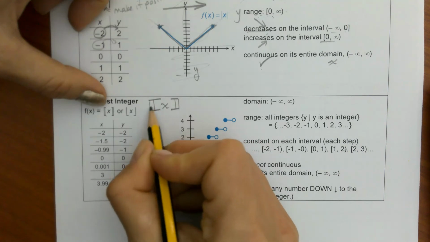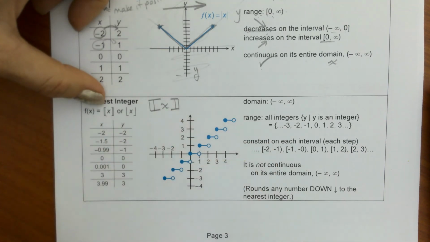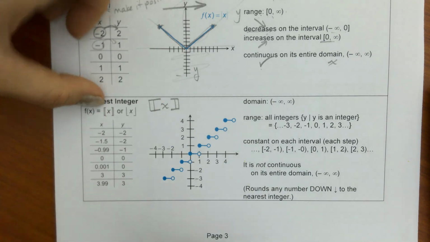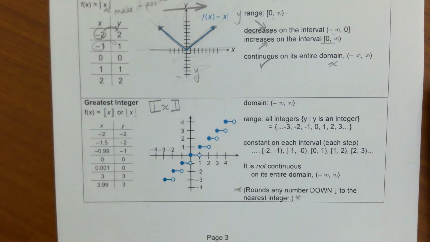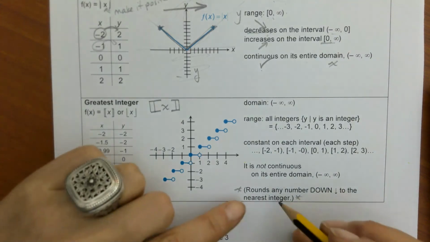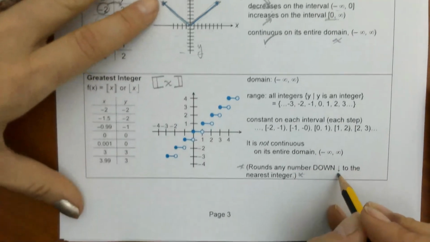I'm exaggerating. I'm making it bigger so you can see there's double lines here. Okay? And I'm putting that here because if you look online and ask what it is, really, what it does is it rounds any number down to the nearest integer. So what does that mean?